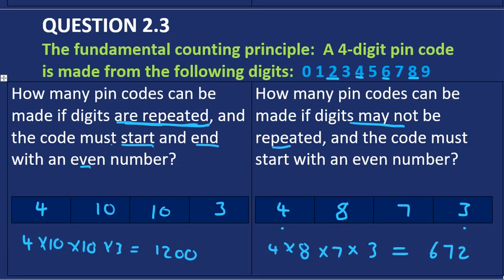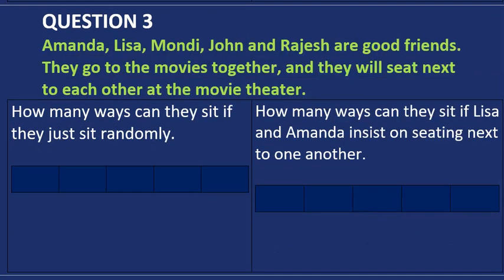So let's go to question 3 now. All right, question 3. We've got Amanda, Lisa, Mondi, John, and Rajesh, who are good friends, and they're going to the movies together. They will sit next to each other at the movie theater, and let's answer the questions. So how many ways can they sit if they are seated randomly? This is similar to the previous question.